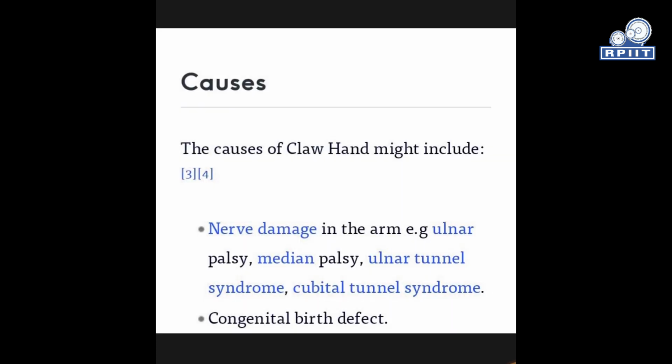Now, causes or etiology of the claw hand. First is nerve damage in the arm region, for example, ulnar palsy, median nerve palsy, ulnar tunnel syndrome and cubital tunnel syndrome. Next is congenital birth defect. A congenital birth defect, also known as a congenital disorder, is a condition present at birth. Regardless of its cause, a birth defect may result in disability, which may be intellectual, developmental or physical. Other causes are genetic disease such as Charcot disease, bacterial infection such as leprosy, and severe hand burn.